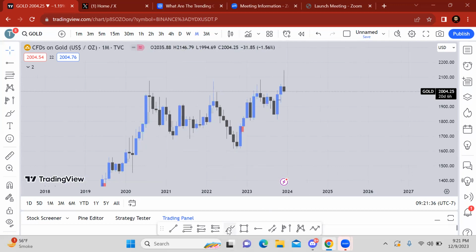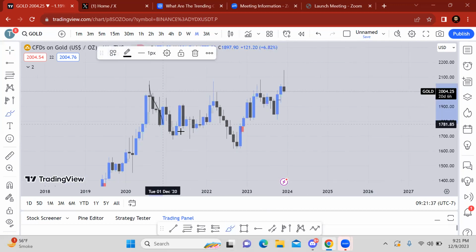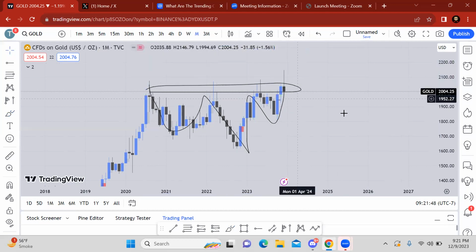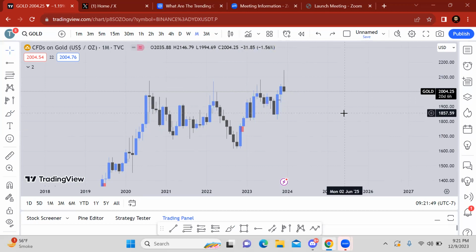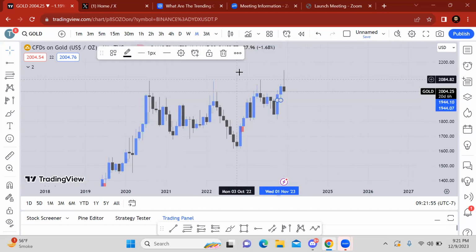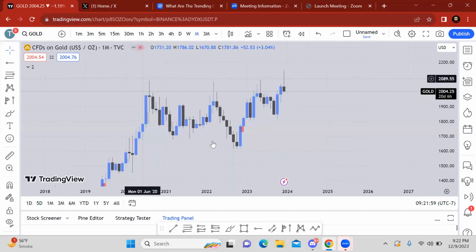From first thought, I think it's like a left shoulder, head, again right shoulder, and this is the neckline. So a monthly closing above here will send gold higher. But we are traders, we will see it from a technical analysis perspective. This is a retail pattern, so it will take time.